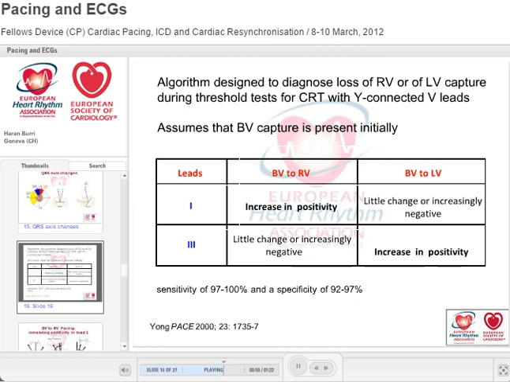So this algorithm, in fact, assumes that BiV capture is present initially. That's what it was devised for.